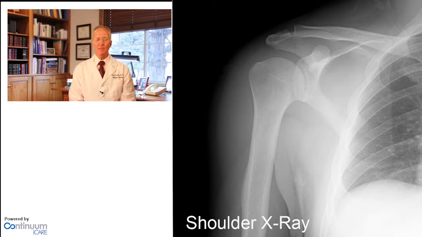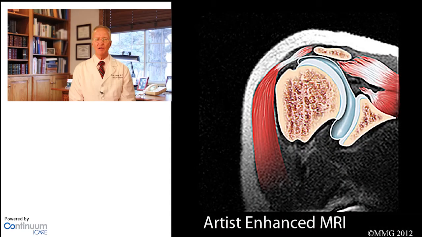An arthrogram may be done. This involves injecting dye into the shoulder joint. Dye leaking out of the shoulder joint is good evidence for a tear. Finally, magnetic resonance imaging, or MRI, may be used, as it does show tendons as well as bones.